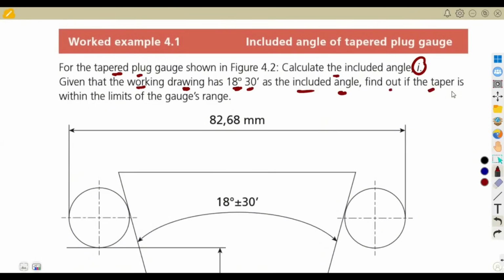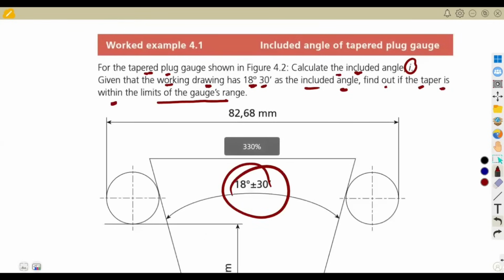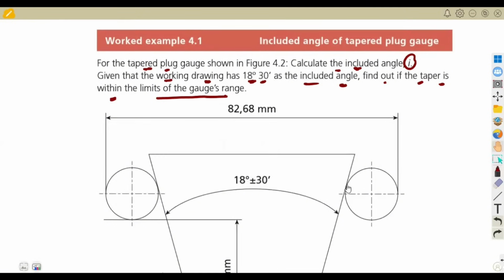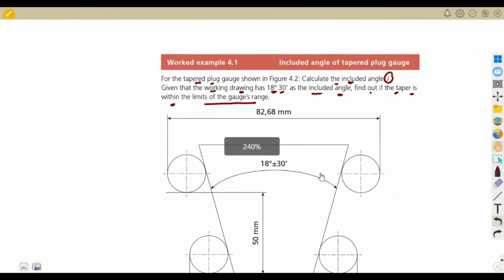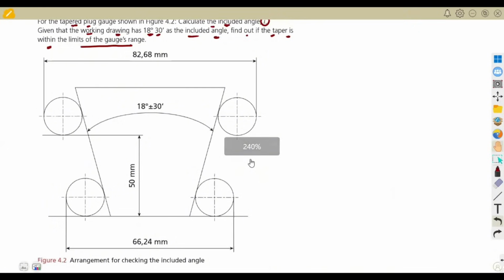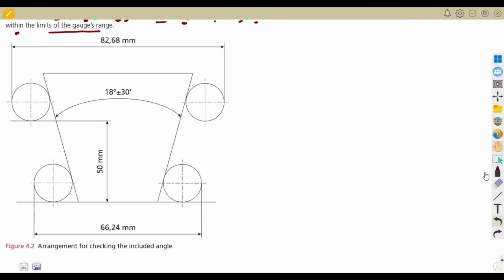So find out if the taper is within the limits of the gauge's range. You are supposed to calculate the included angle, and you're supposed to test with this one that you're given, which is from our working drawing, and see if it is within the interval, within the range. Is it within the limits? So we said we can calculate this included angle, as we can see, guys, from our diagram here. We're going to just take our data.